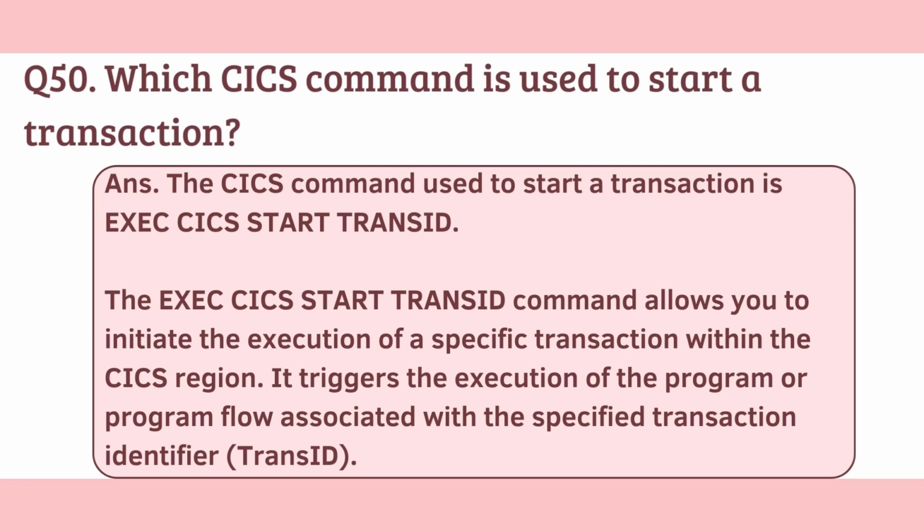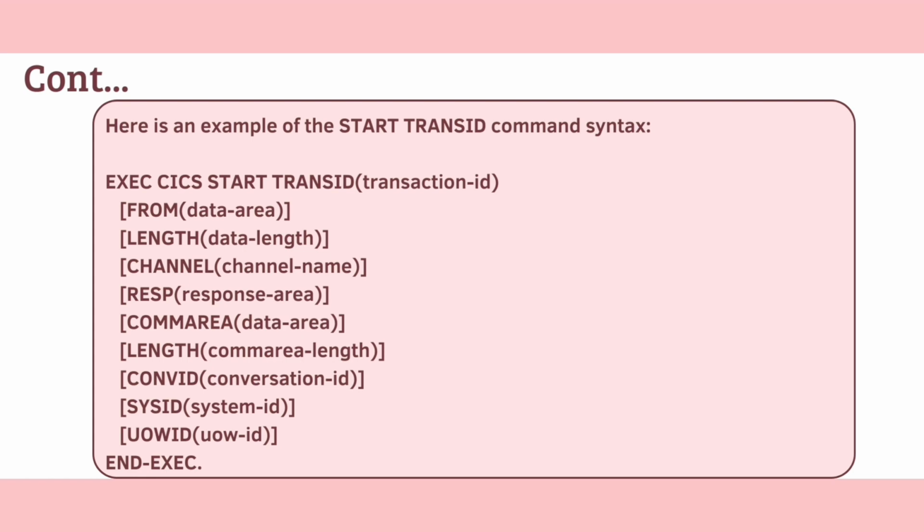The EXEC CICS START TRANSID command allows you to initiate the execution of a specific transaction within the CICS region. It triggers the execution of the program or program flow associated with the specified transaction identifier, that is trans ID. Here I have given an example of the start trans ID command. You may have a look at it.